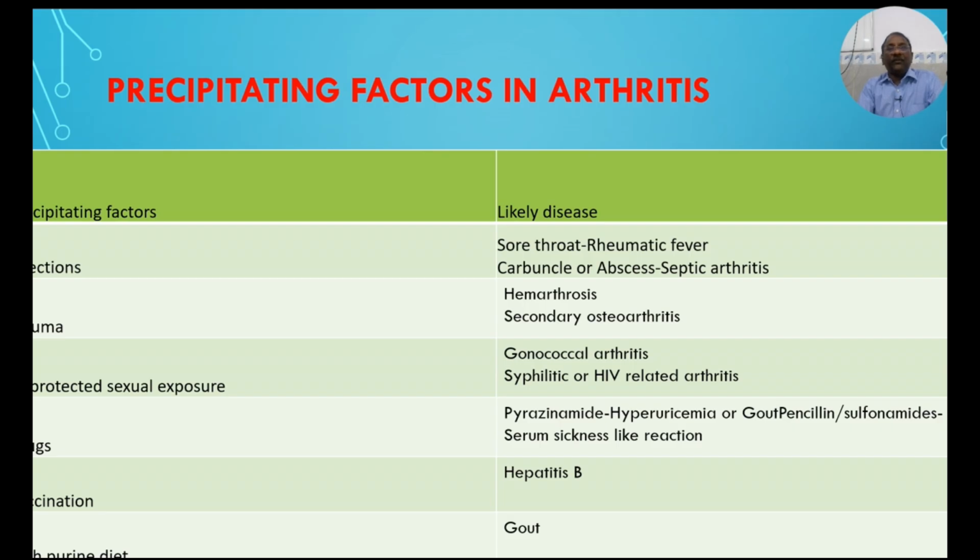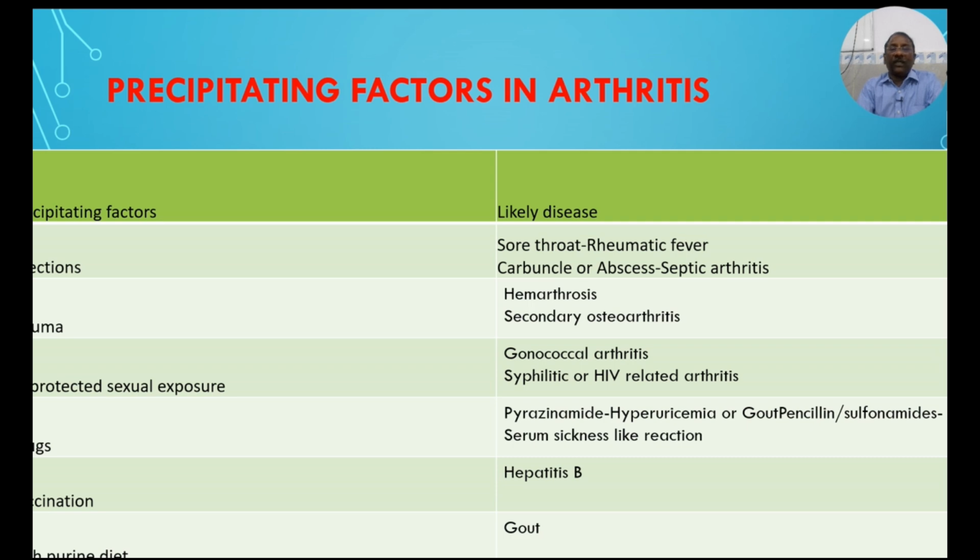So here are the precipitating factors in arthritis. See the infections, and some precipitating factors: trauma, unprotected sexual exposure, some drugs, some vaccinations, high purine diet. So these are the precipitating factors. So taking a lot of non-vegetarian diet, alcoholism, it could be gouty arthritis.